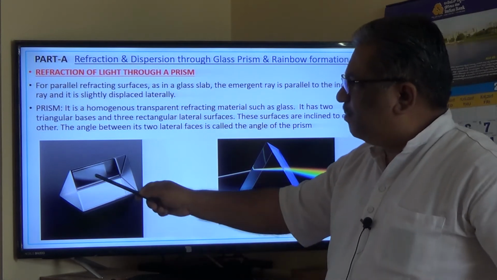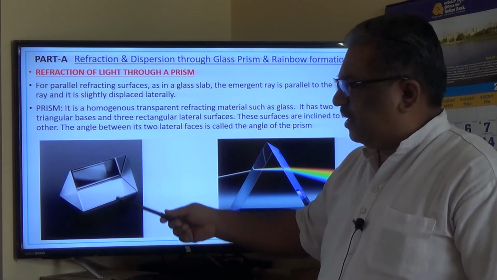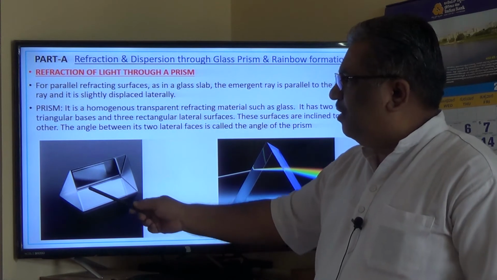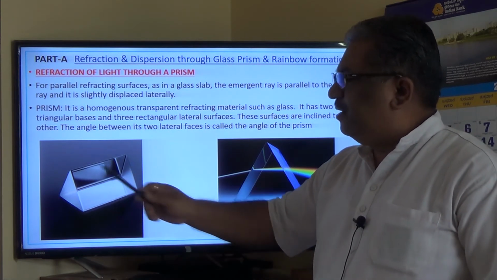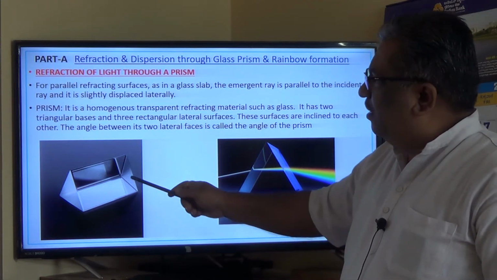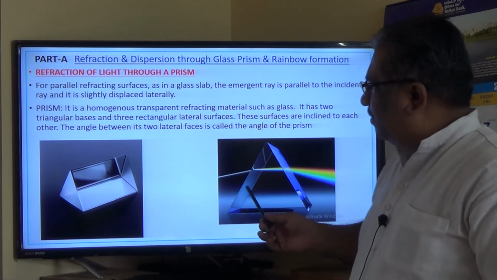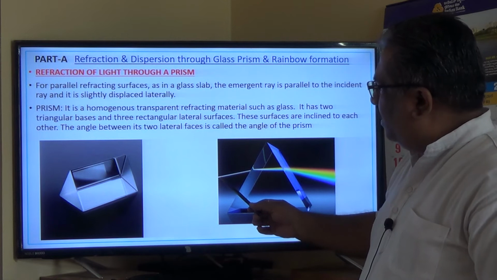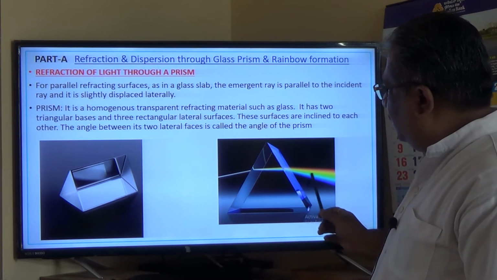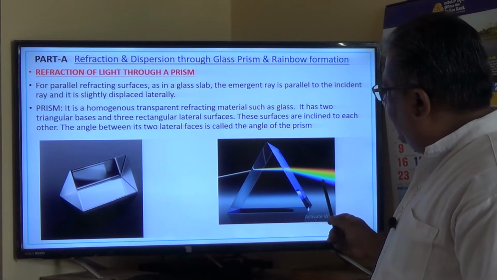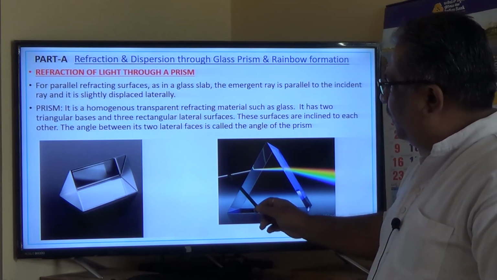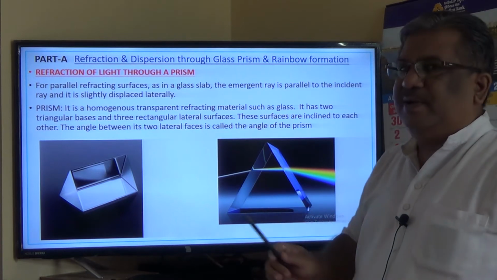So this prism basically is a transparent material. It is made up of transparent material like glass, consisting of two triangular bases and three rectangular faces which are inclined to each other. Let us see one more peculiar observation. If a white ray falls on one of the inclined faces, you can observe the dispersion over here. That means the splitting of white light into its constituent colors is observed when a ray of light passes through the prism. This is a very peculiar phenomenon.